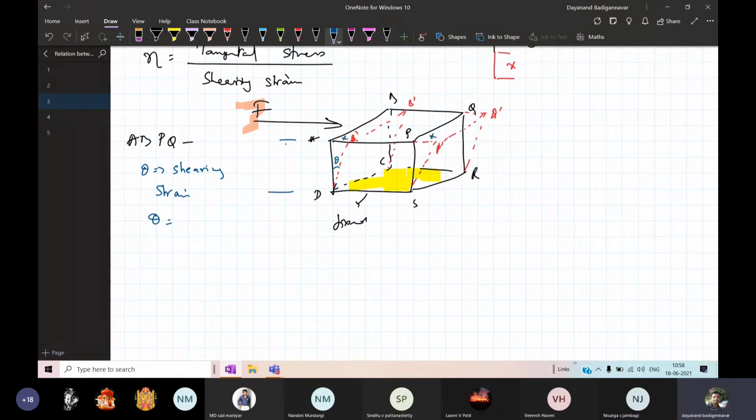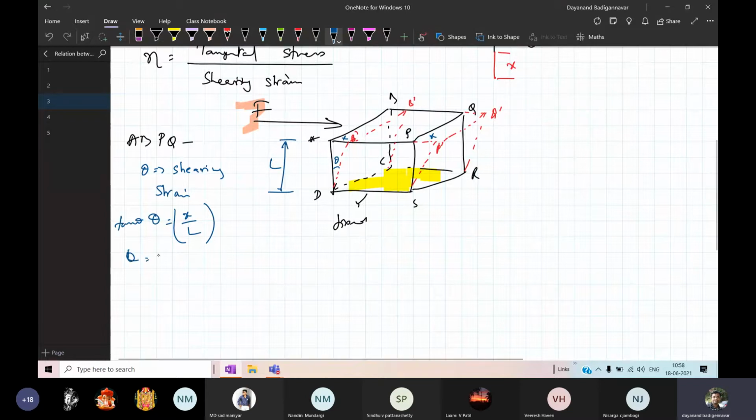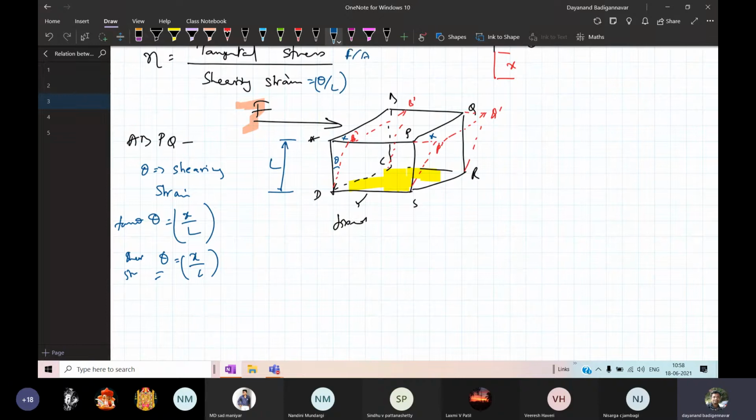If I take the side of the cube as L, then theta is equal to x by L. So this is the relation. Actually, it is tan theta. But theta is small, therefore I can write theta is equal to x by L. This is nothing but the shearing strain. So if you know the shearing strain theta, then the tangential stress is F by A.